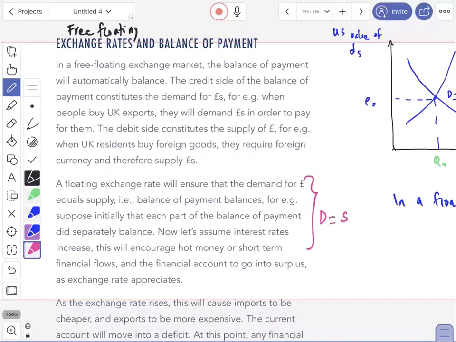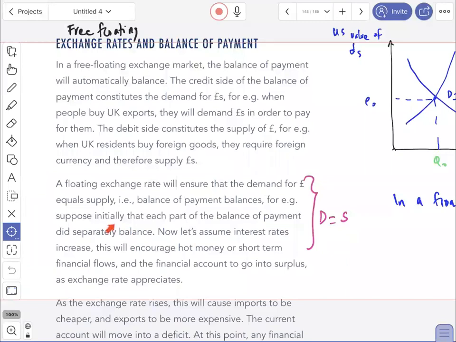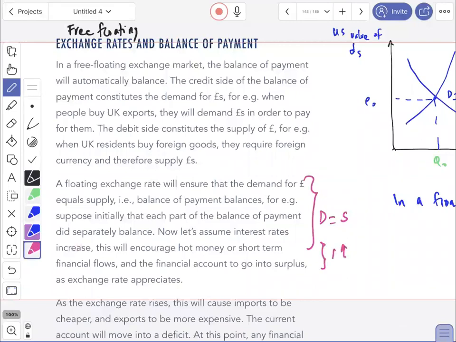Why? Because let's say, and I gave this example, I just explained this. Suppose initially that each part of the balance of payment separately balances. So if BOP is equal to zero, now let's assume interest rates go up. When the interest rates go up, there will be hot money flowing into the economy, which means the financial account will go into a surplus and the exchange rate will go up. So when the interest rate goes up, the exchange rate goes up and the financial account is in surplus.